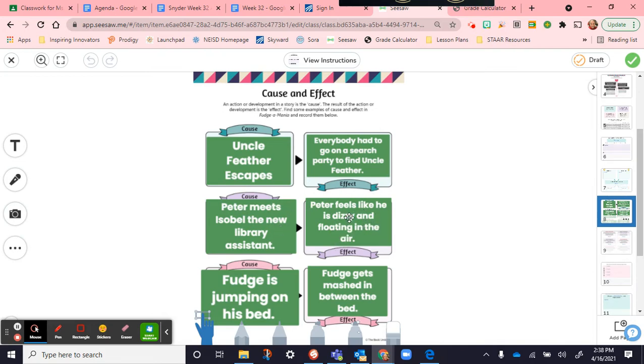Here we started with the effect. We said Peter feels like he is dizzy and floating in the air. The cause of that was that he met Isabel, the new library assistant. And then we started with the cause with Fudge jumping on his bed. He ends up getting smashed in between, and it's like a fudge sandwich between the bed, from him jumping on it and not listening to his mom. So, cause and effect, something happened. So, here's our action. This is the result of that action. Because this happened, this followed after.